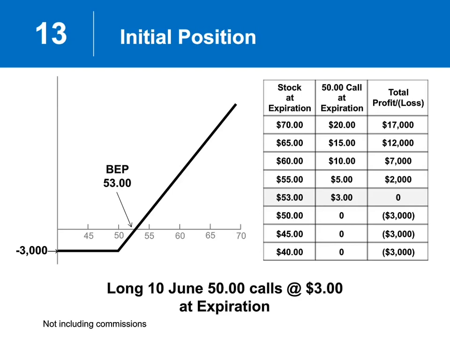Our break even, for those of you just getting started maybe: you take the strike price plus the debit paid, which in this case is $3. So it's 50 plus the 3 takes us to our break-even point at expiration of $53. If the stock closes above 53 at expiration, we'll have made money. Below 53, we'll have lost some money.